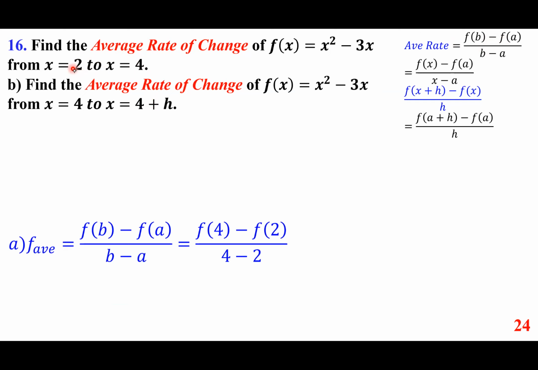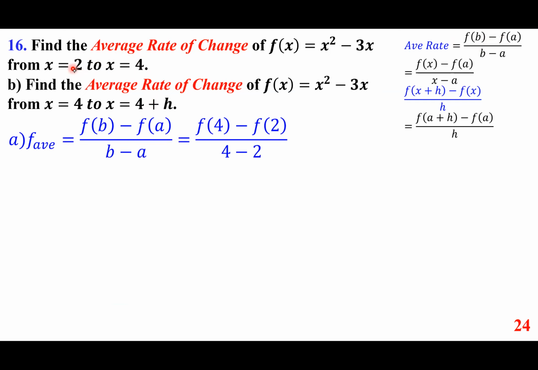That's what we want to evaluate, which means you plug in 4, and then you plug in 2, and you look at their difference. So when you plug in 4, you get 4 squared, or 16, minus 3 times 4, or 12. When you plug in 2, you get 2 squared, or 4, minus 3 times 2 is 6, and the denominator is 2.